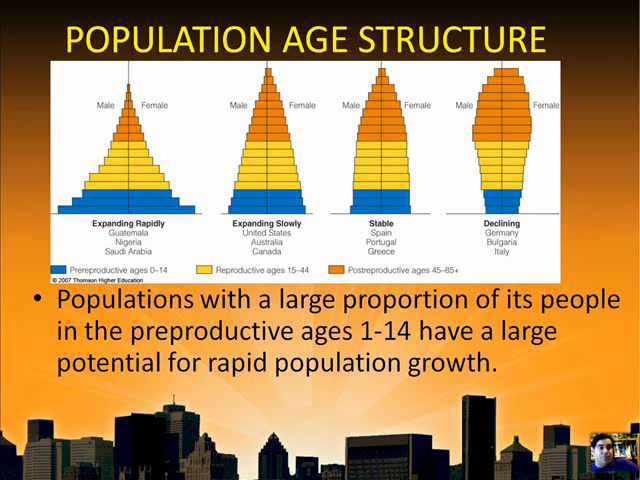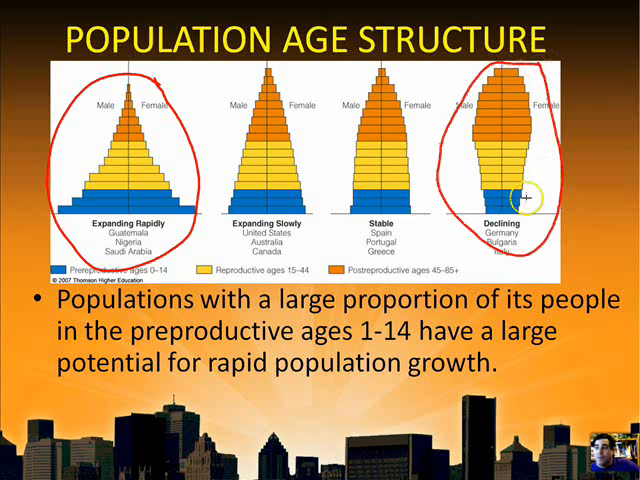If we take a look at this graph, and I'm going to do some circling here. In this scenario, we have a large number of individuals below 15, and that's going to result in a rapidly expanding population. On the other extreme, we have populations that have a low number of individuals below 15 years old, and that's going to have a decline in population. And we can see here in the center what creates a stable and slowly expanding population.